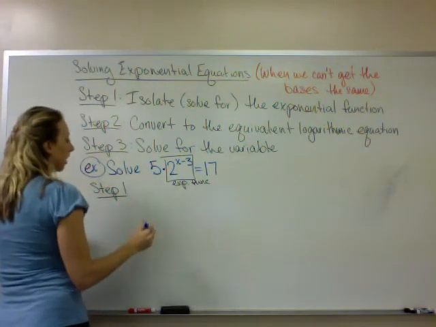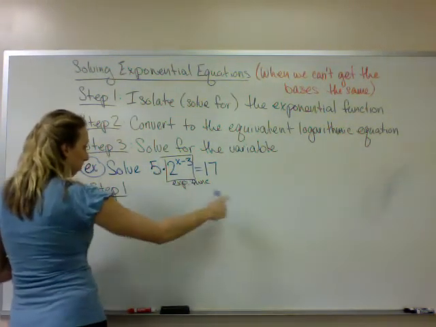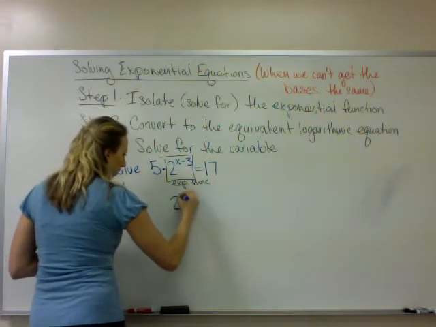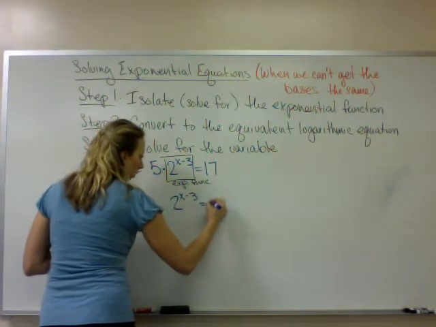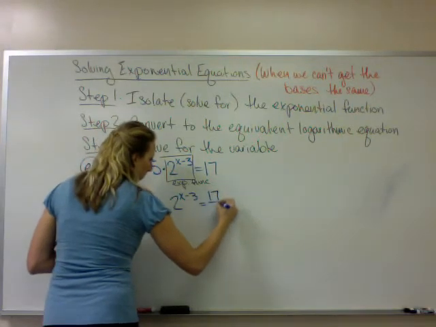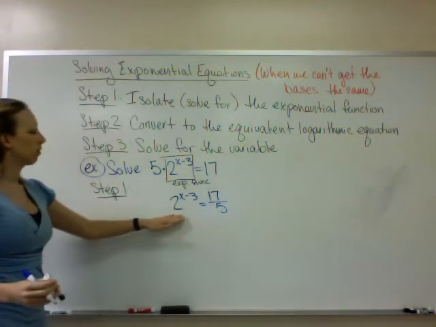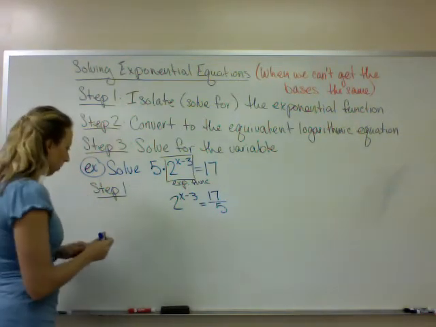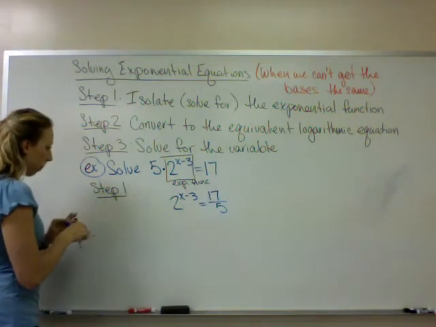So if we were to isolate that, we would have to divide both sides by 7. And if we do that, we'll have 2 to the x minus 3 equals 17 over 5. And now the exponential function is isolated. It's all by itself on one side of the equal sign. So we're ready for step 2.